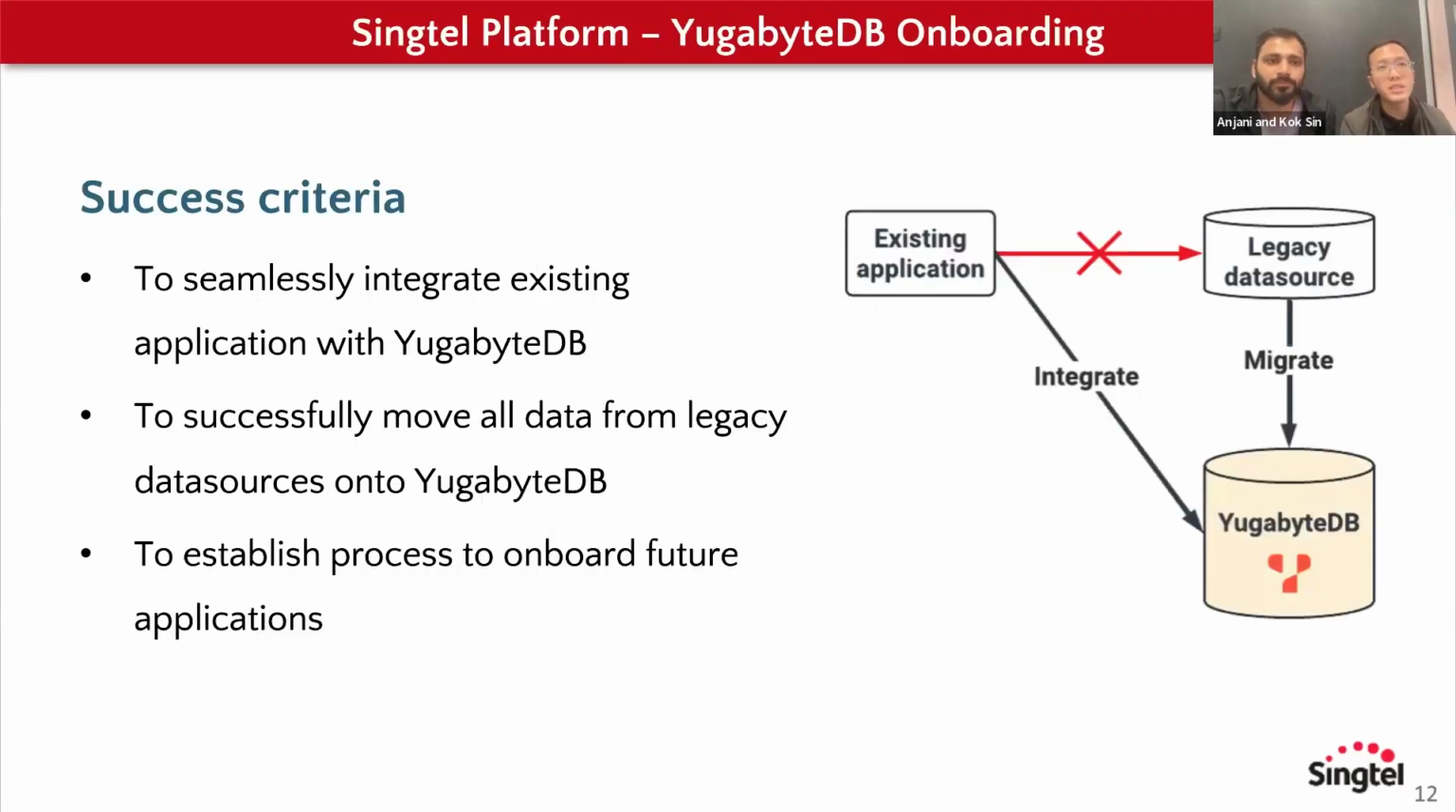So we have set a few success criteria for this project. One of it is that we want to seamlessly integrate our existing application into Yugabyte. And that means we want to have minimal to no business disruption, and the change between the database should be transparent to the end user. Secondly, we want to move all the data out from legacy data source into YugabyteDB with no data loss and also with guaranteed consistency. And finally, we want to establish a standard procedure to onboard future applications smoothly.